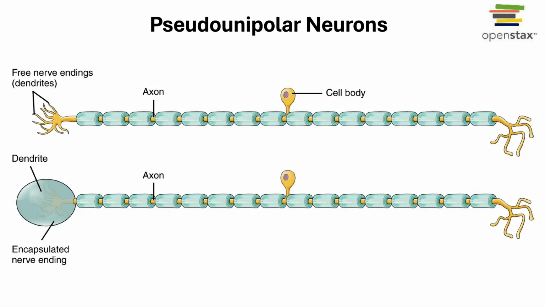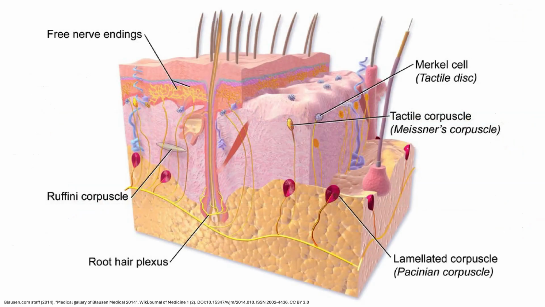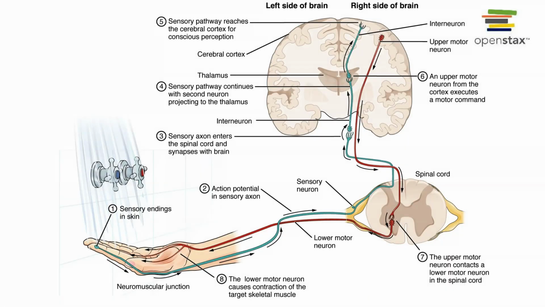Pseudo-unipolar neurons are typically found in the peripheral nervous system and are responsible for transmitting sensory information. Most sensory neurons have this structure. Good examples include the sensory neurons for touch that have their dendrites in the skin. Let's review with this example of a person adjusting the temperature of water in the shower.